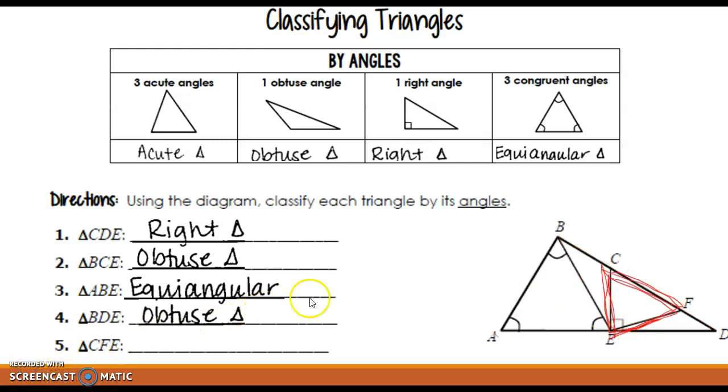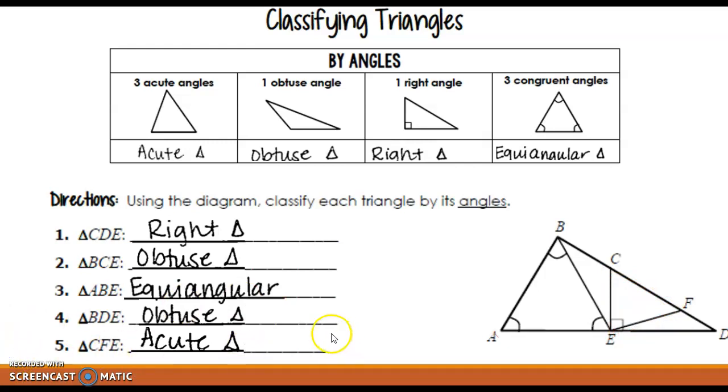Our next triangle is going to include the angle CFE. Now again, we've got that right angle in there, but the right angle applies to CED. So our triangle doesn't go all the way over to D, so the right angle doesn't go all the way over. So if we look through there, it's got all acute angles, so it's going to be an acute triangle.